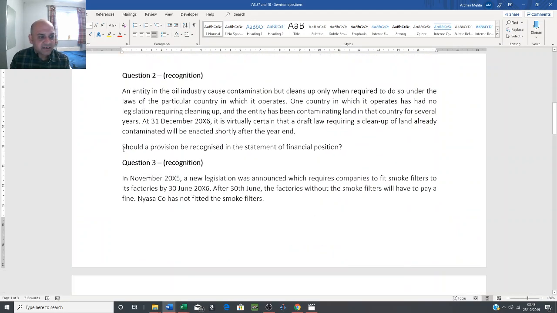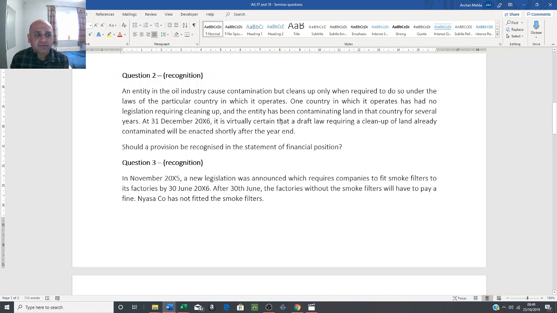Again, same kind of criteria, requirement. Should a provision be recognized in the statement of financial position? An entity in the oil industry causes contamination but cleans up only when required to do so under the laws of the particular country in which it operates. So unless there is a kind of legal requirement, they are not going to clean up. One country in which it operates has had no legislation requiring cleanup yet, and the entity has been contaminating land in that country for several years.